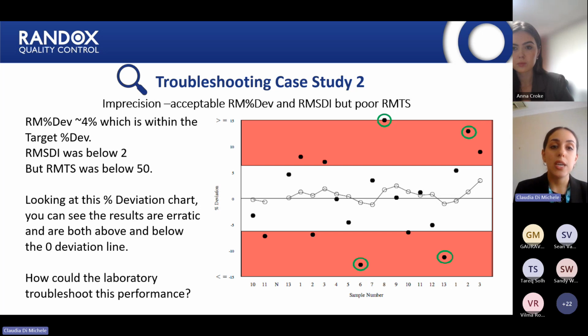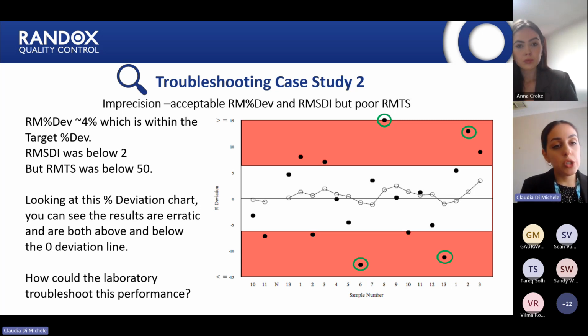And quite often when you see this combination, it does indicate that you have an imprecision problem, because your running mean percent deviation and your running mean standard deviation index will average out if you have a similar amount of samples either side of the mean. And you can see this really clearly by looking at the percent deviation chart. You can see the results are erratic. They're both above and below the 0 deviation line.